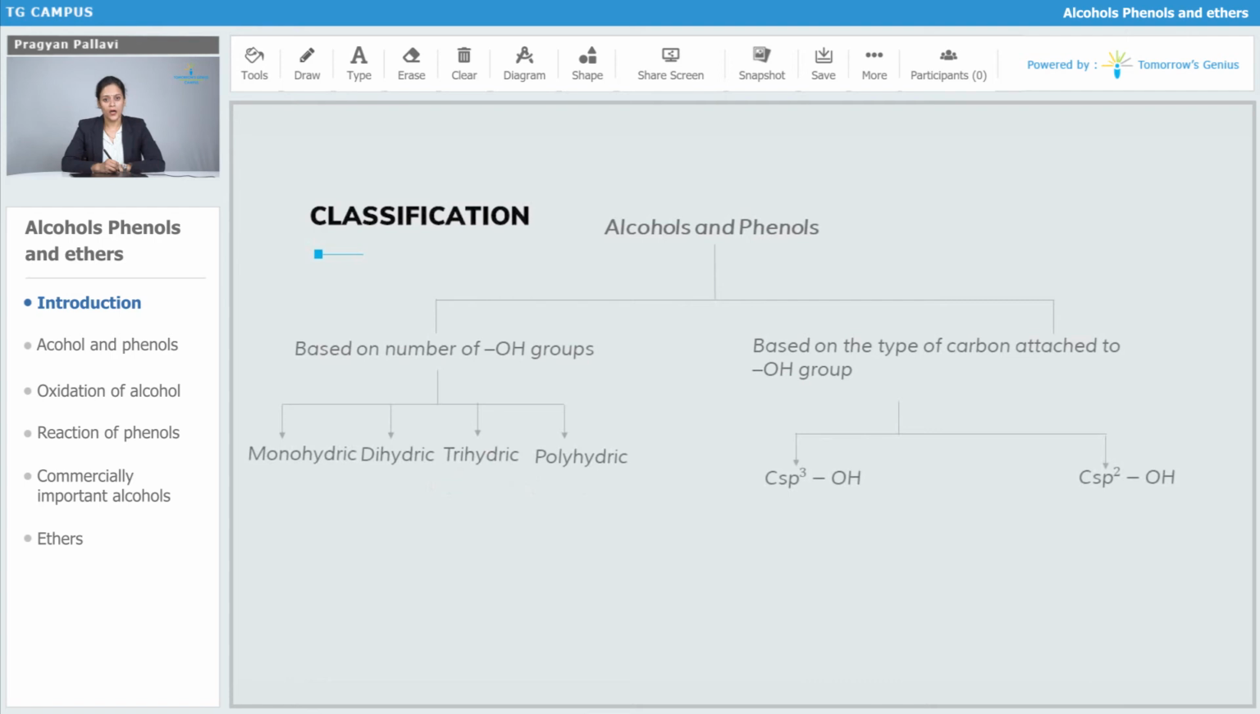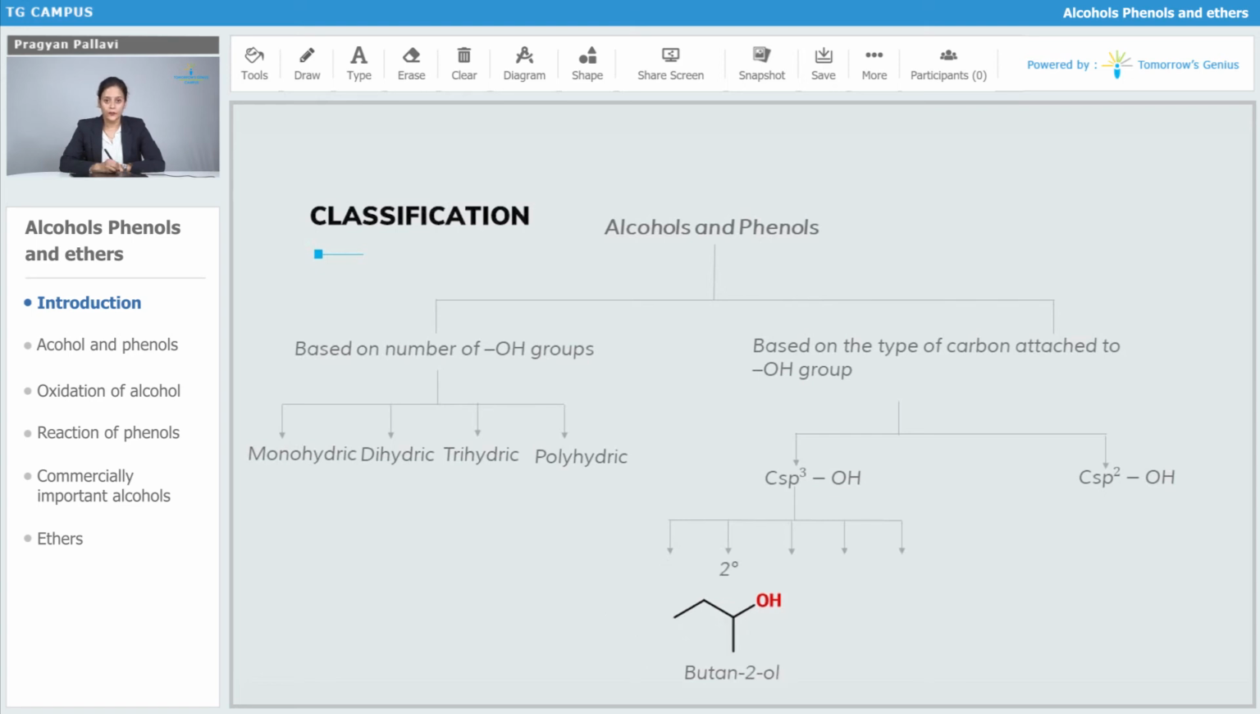Based on the type of carbon to which it is attached, we have carbon which is sp3 hybridized and carbon which is sp2 hybridized. So let's see their examples. It can be primary, secondary, tertiary, or allylic and benzylic. In the case of primary, we have a carbon which is sp3 hybridized and it is directly attached to OH, so this will be called primary alcohol, and this is butane-1-ol, or we can say butanol.